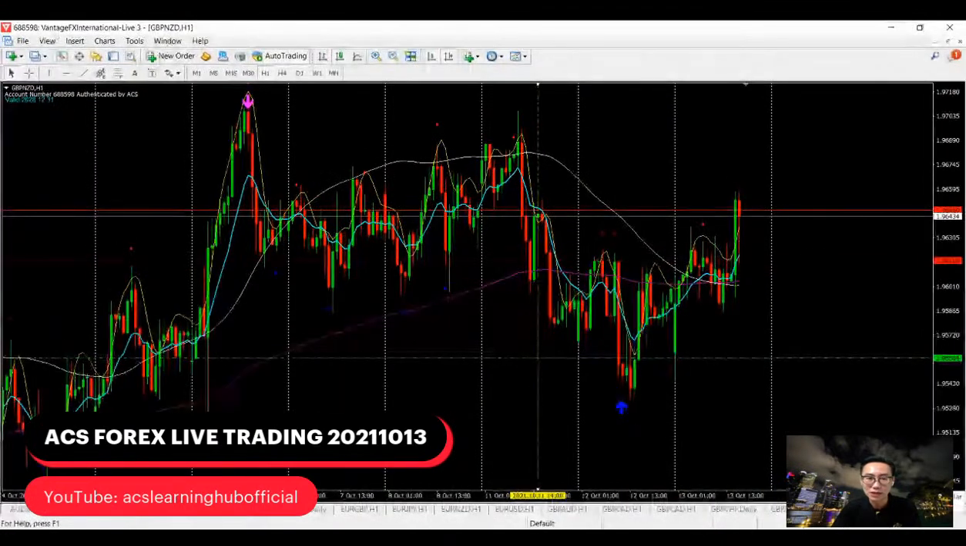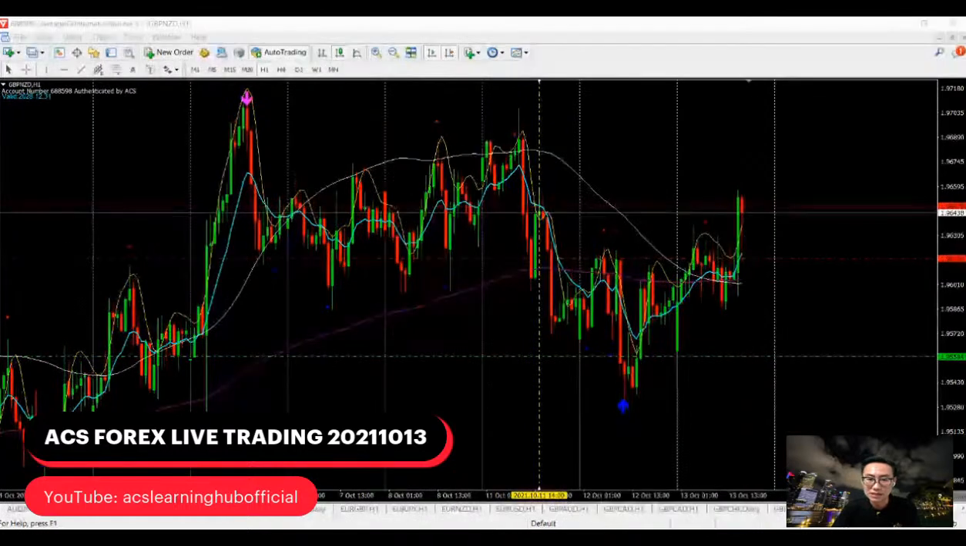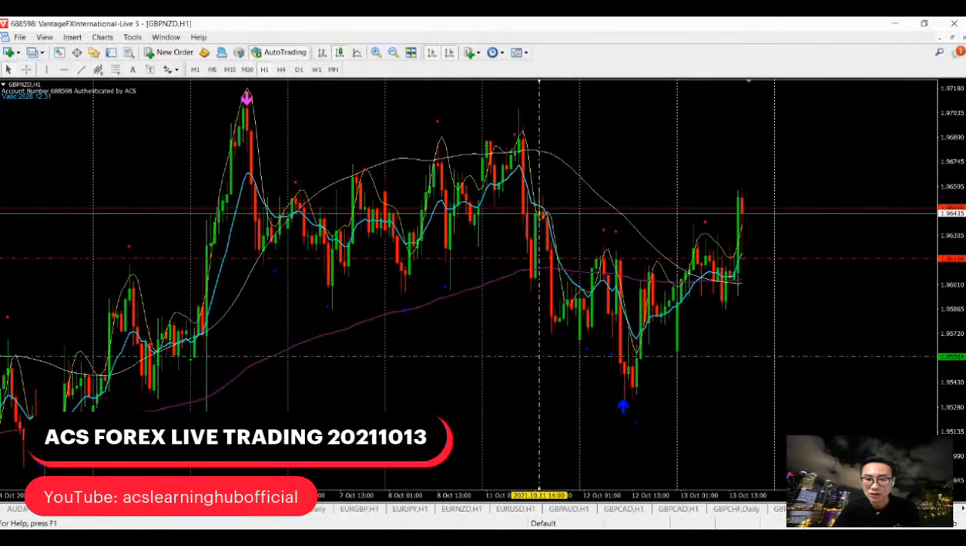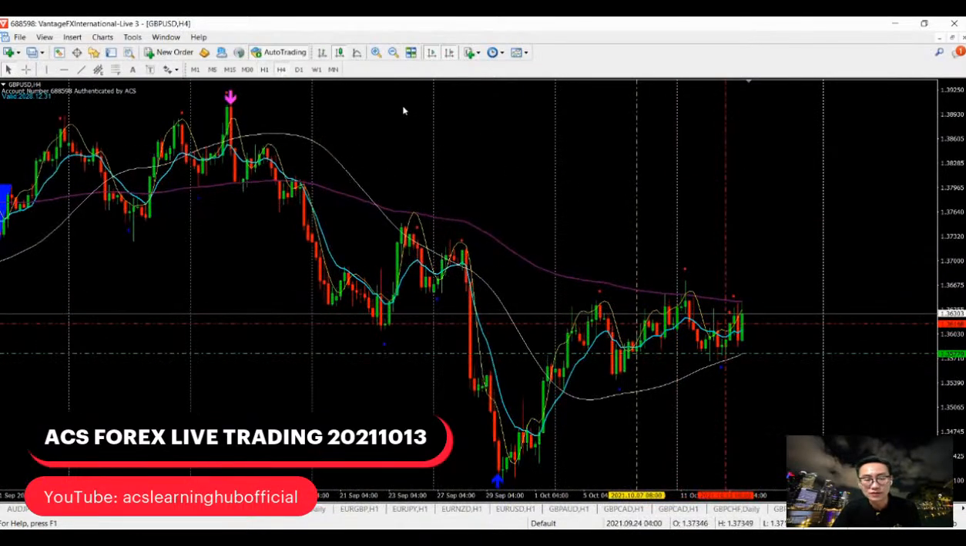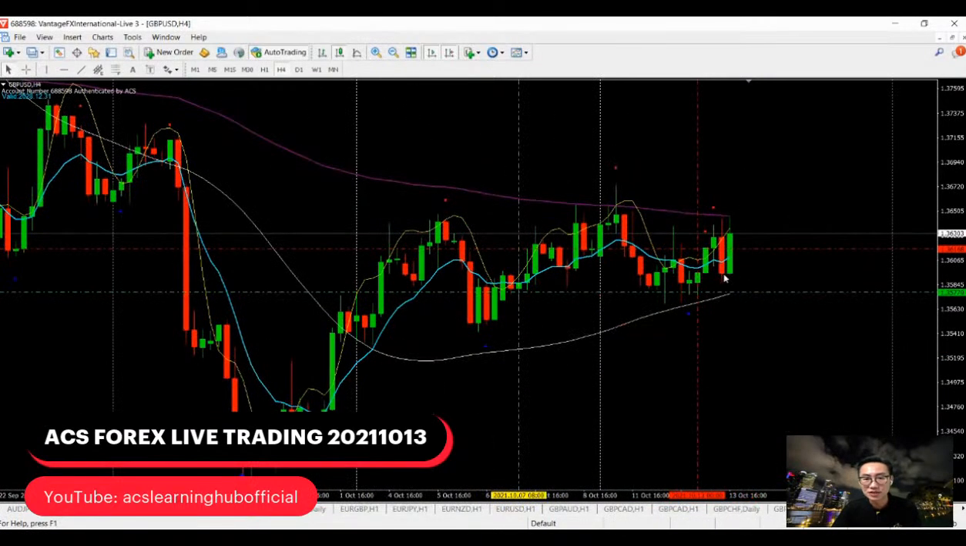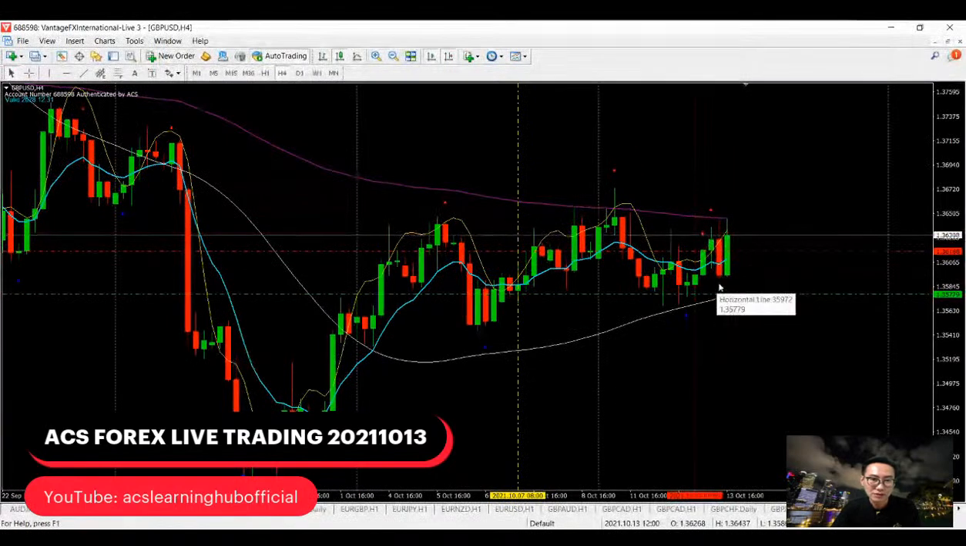Pound kiwi, I will say kiwi. The hour is not there yet, so I'm going to give it a miss. All right, so how about pound dollar? Pound dollar, in the H4, can you see again? We are on the support. It went down to the support area over here, and it's still no good.